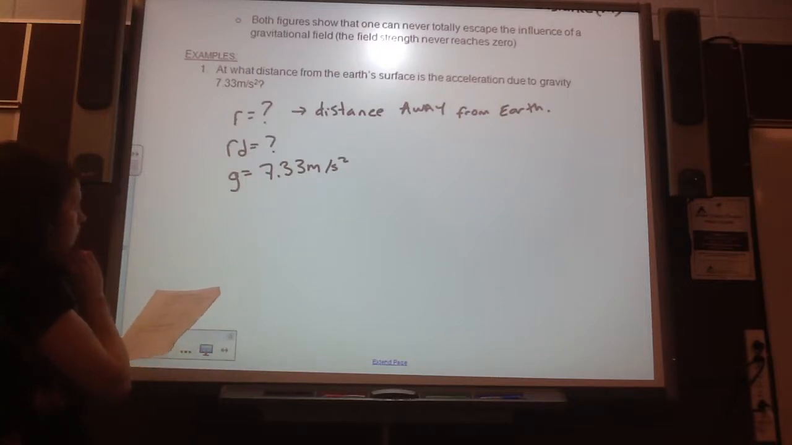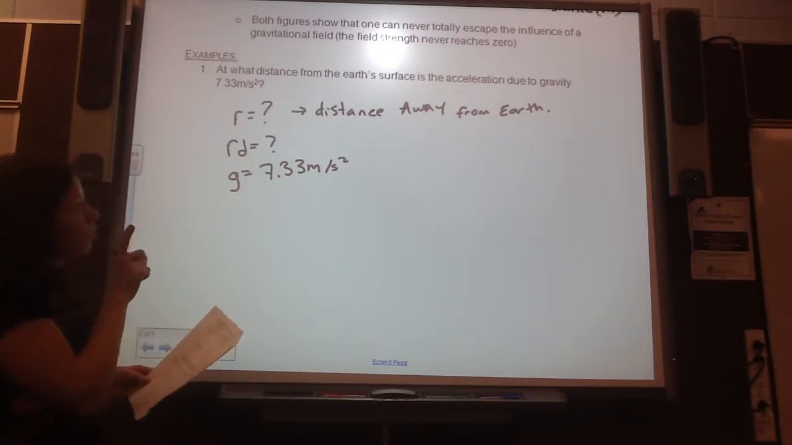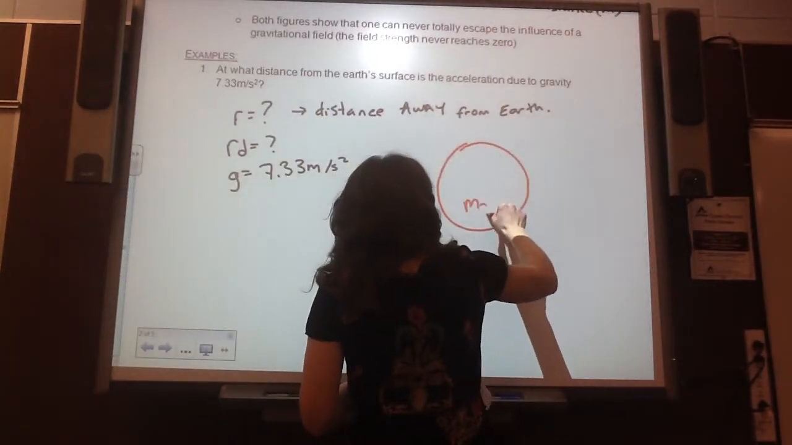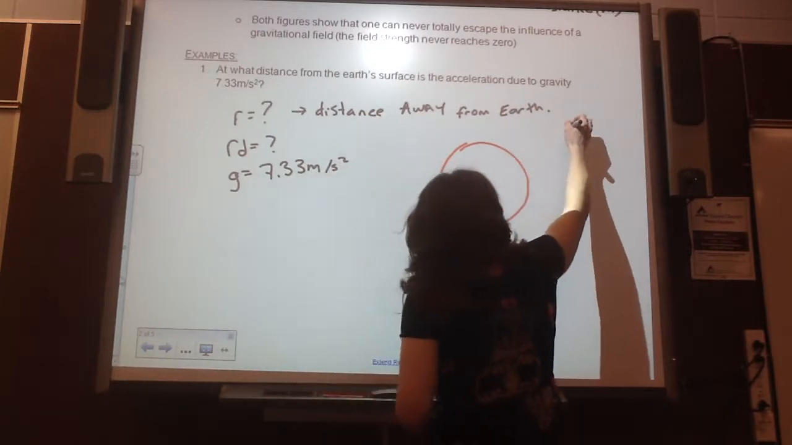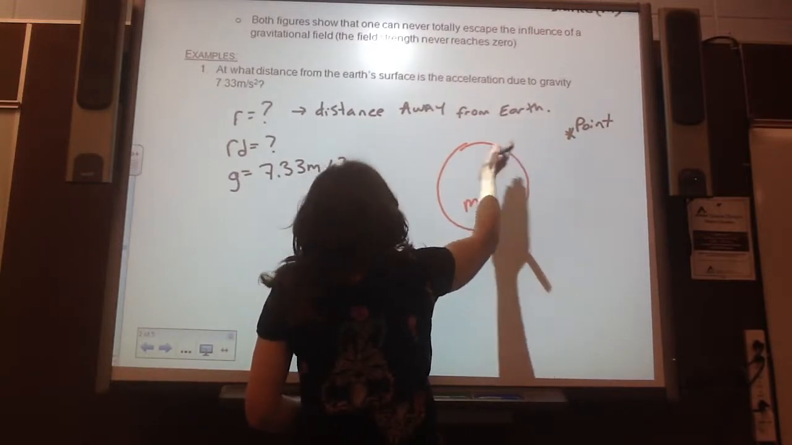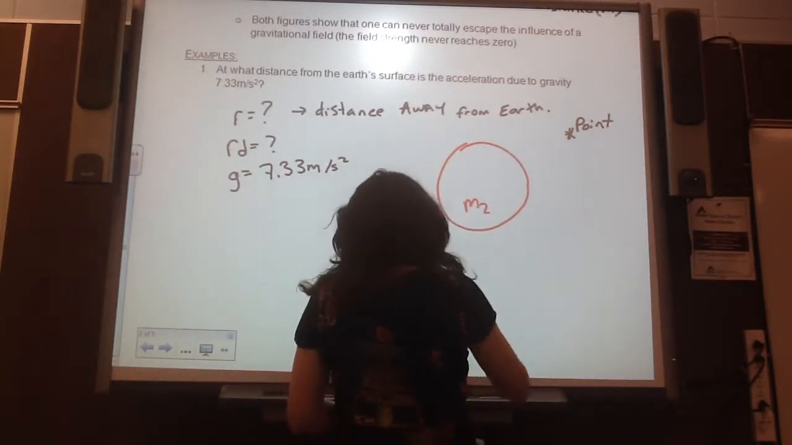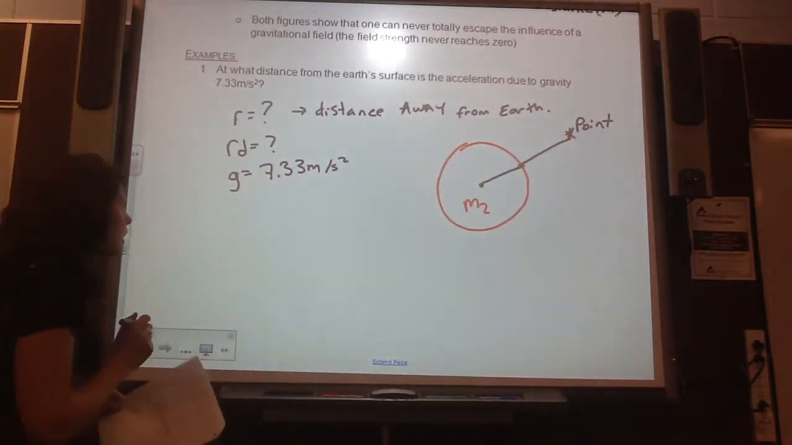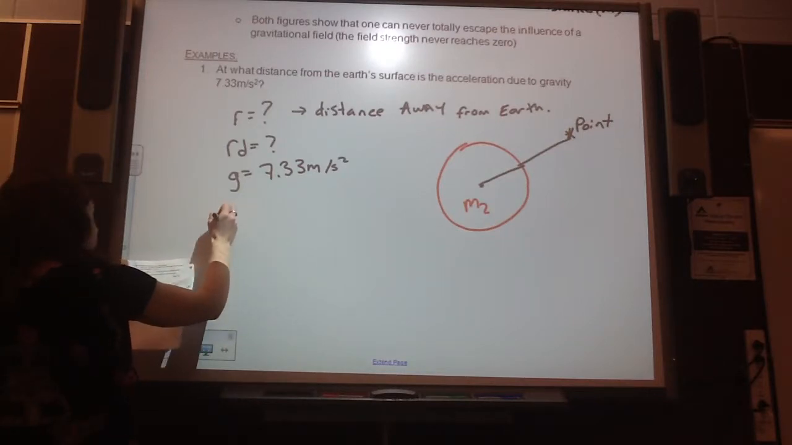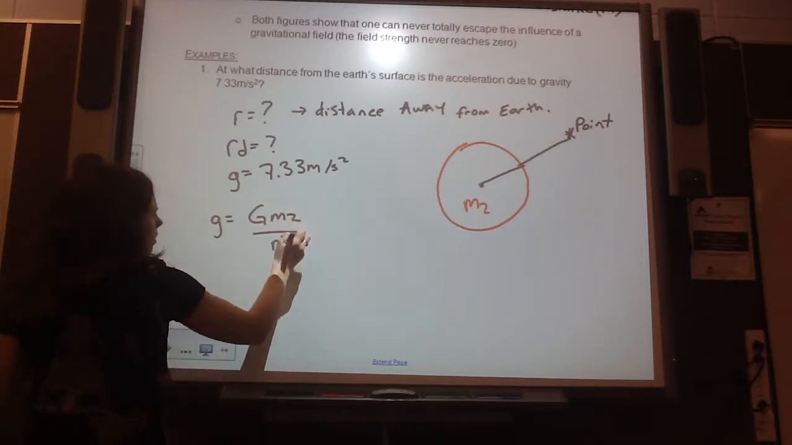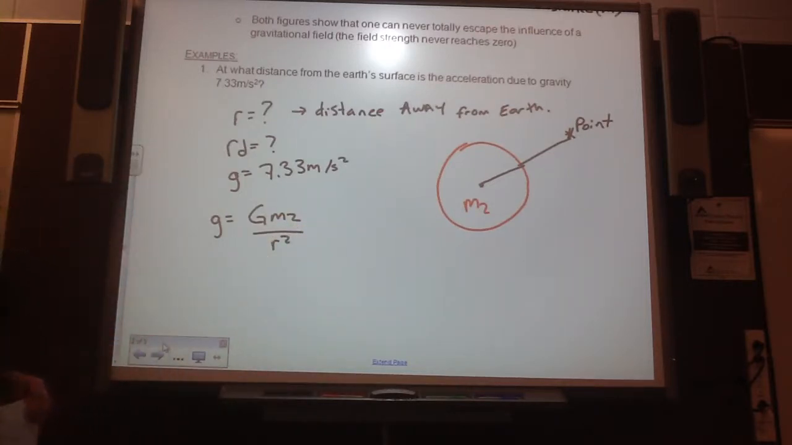So I'm going to use, and I know, so really, if I drew this, here's my mass 2. This is Earth. And it's telling me what point out here in space is my gravitational field strength 7.33. So I'm going to use the formula g is equal to big G times M2 over R squared. Now, I'll tell you later in a little bit.